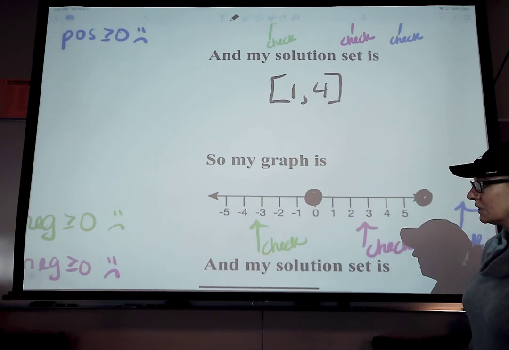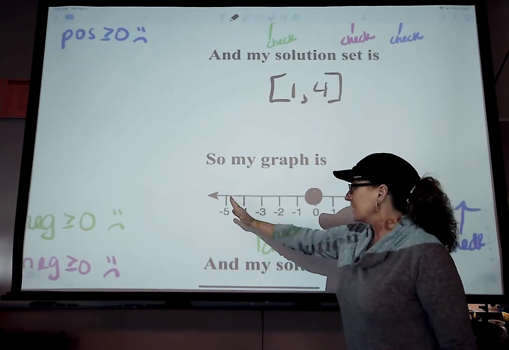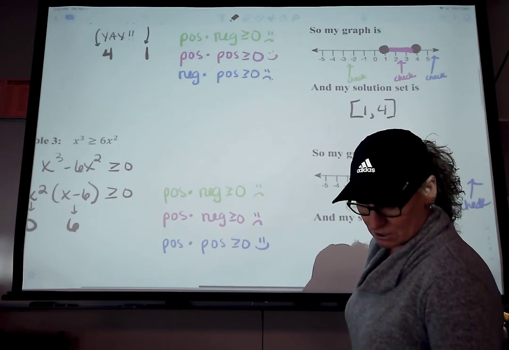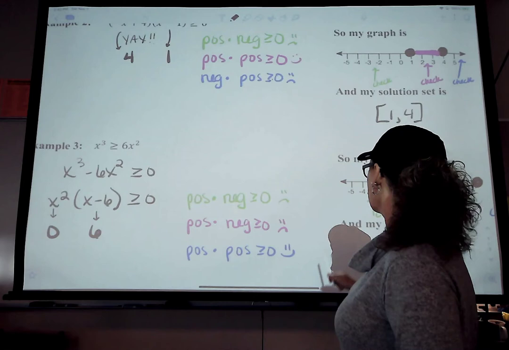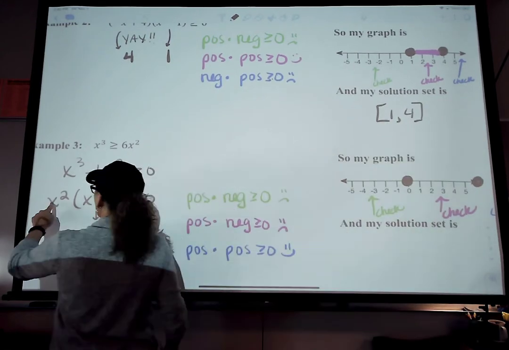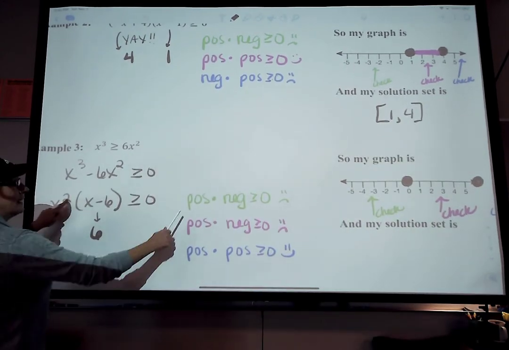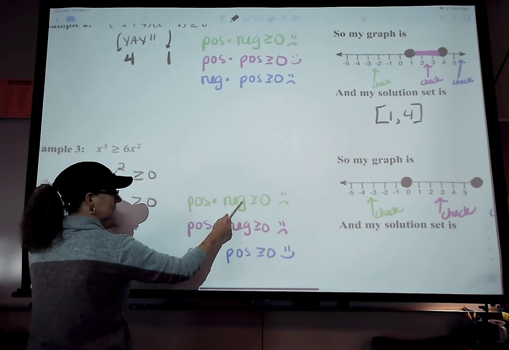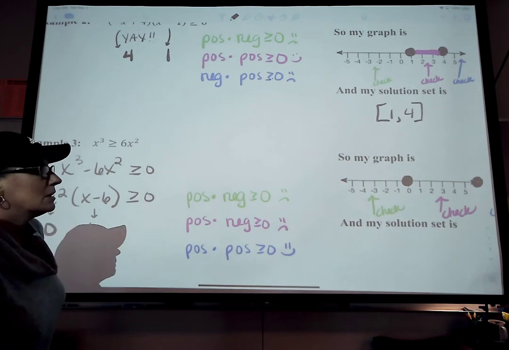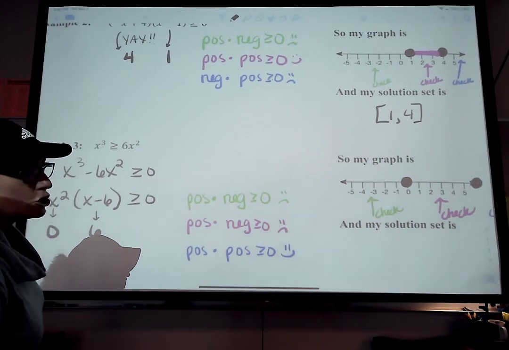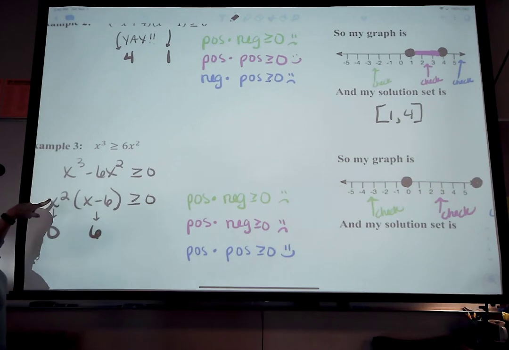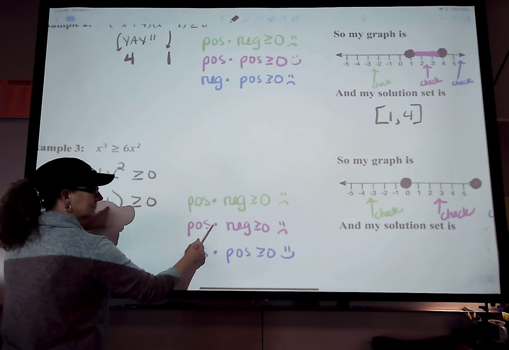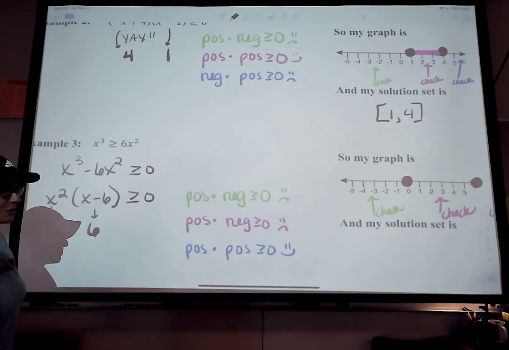Zero and 6. So we got to check from the green region over here. Let's see, from the green region, you can do like negative 100. So negative 100 squared is positive times negative 100 minus 6 is negative. Positive times negative, nope. Pick a number from the pink region, the middle, like 2. Positive 2. 2 squared. 2 minus 6. No, don't color the pink region.